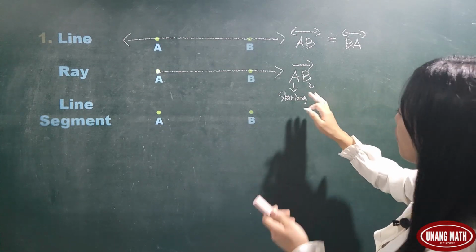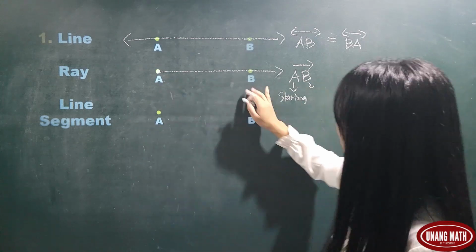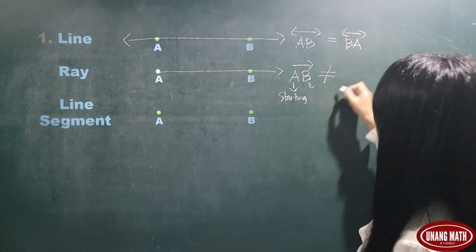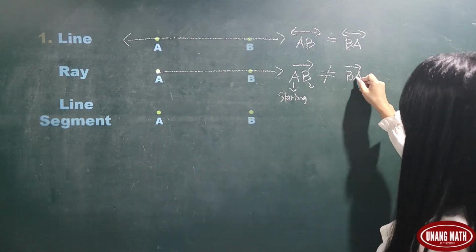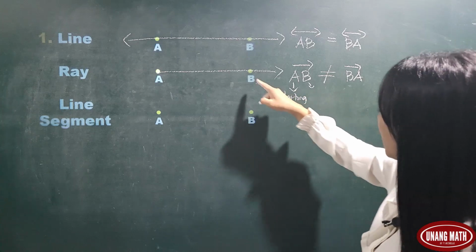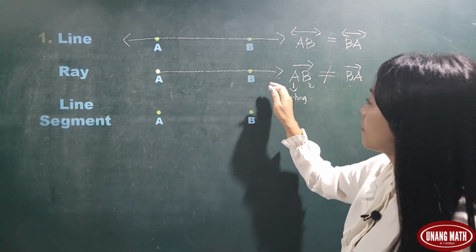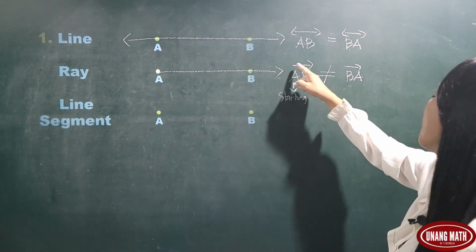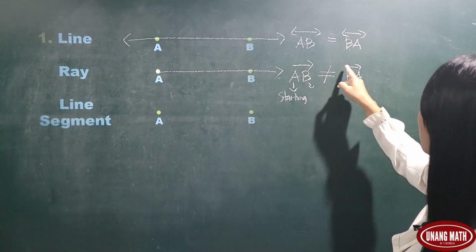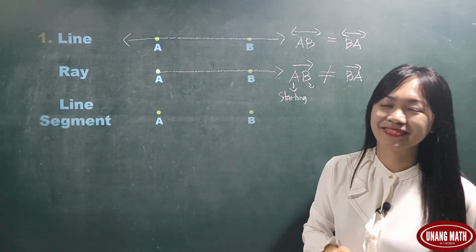Okay, take a look at this one. Ray AB is not equal to ray BA. If it's ray BA, then B must be the starting point. But in this illustration, B is not the starting point. So ray AB is not equal to ray BA.